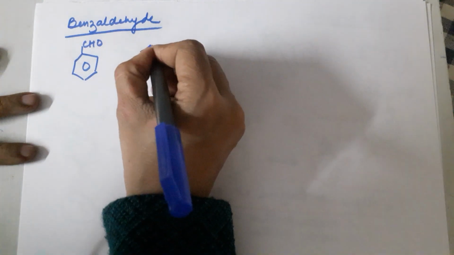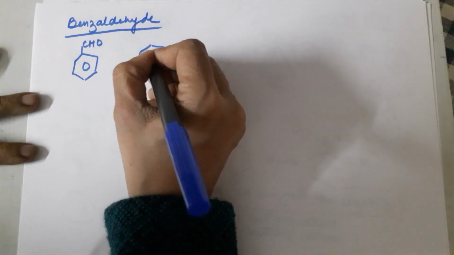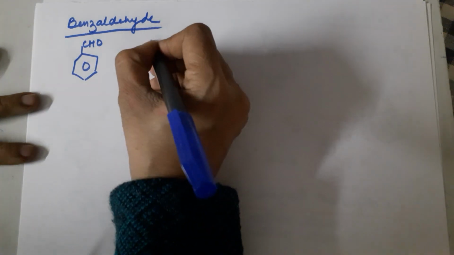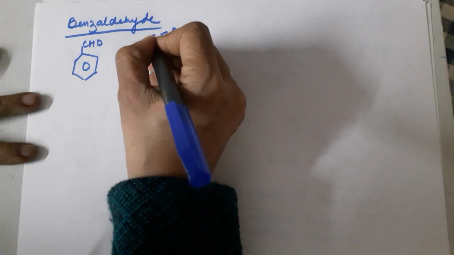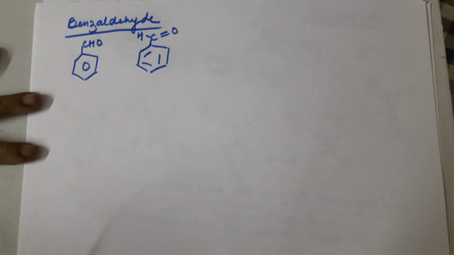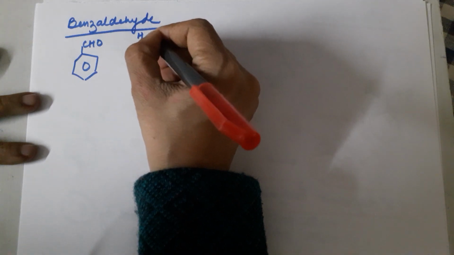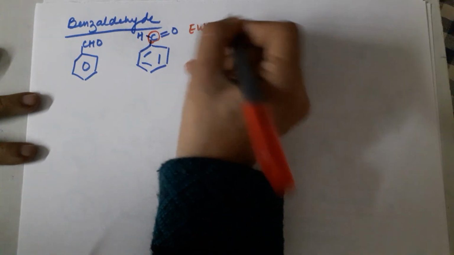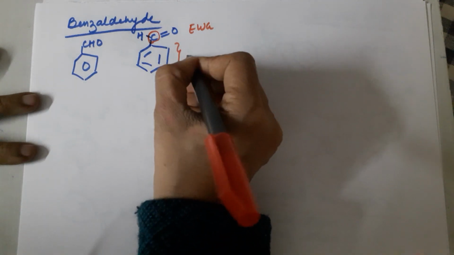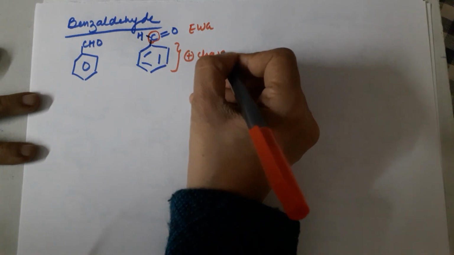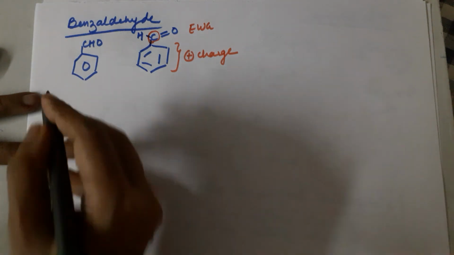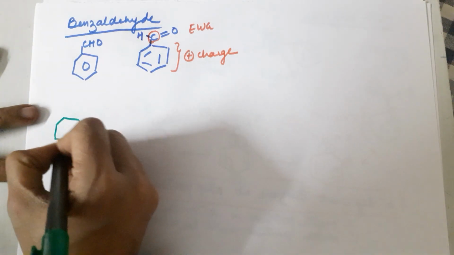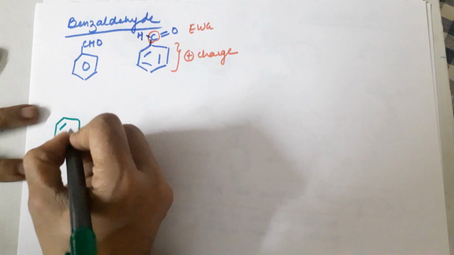A benzaldehyde is nothing but benzene with a CHO. You need to open up the bonds to draw the resonating structures. So write it like this, and you have a C, double bond O and an H. Have a close look at this carbon. This carbon has got no lone pair, so it will act as an electron withdrawing group. Therefore, benzene will get a positive charge, and you would see as I draw the resonating structures that the positive charge would again come at ortho and the para position.